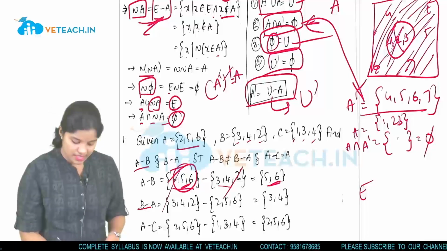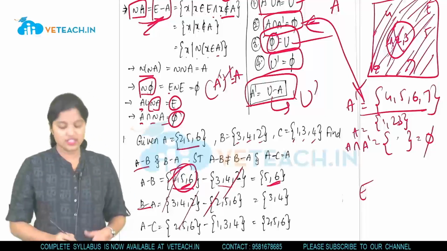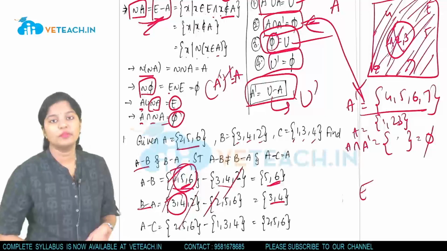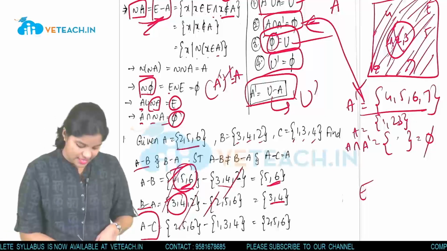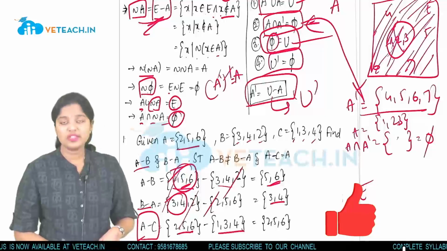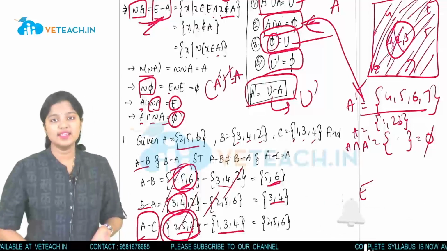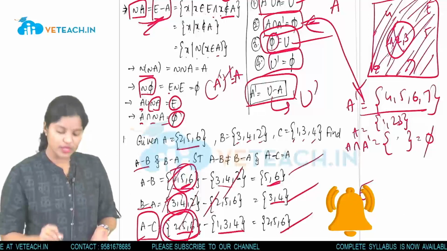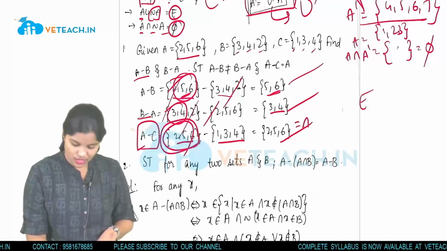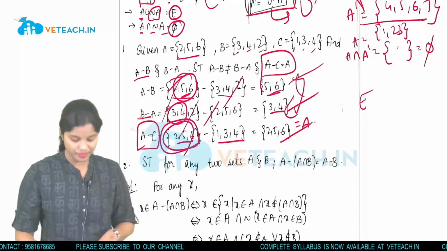Next, B minus A. Strike out the common elements. What are the elements present in only the first set? That is 3 and 4. So 3 and 4 only is equal to B minus A. Next, A minus C. A is 2, 5, 6 and C is 1, 3, 4. No elements are common, so write down all the elements which are present in set A. That's it. It is very, very easy. That is equal to A itself. And these both are not equal.